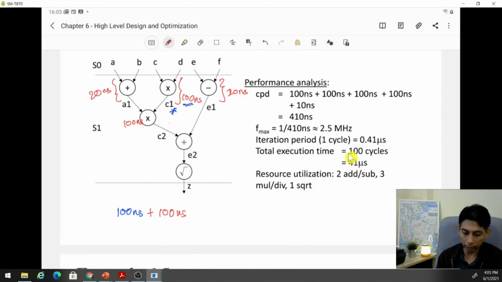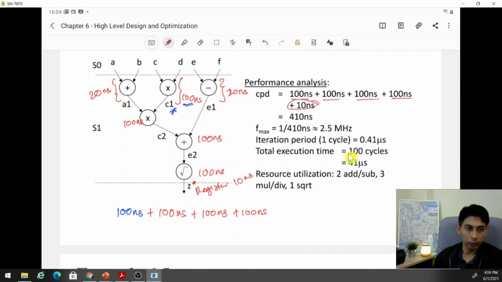And the second last, this one, the divider is 100 nanoseconds also. So another 100 nanoseconds. And the last one is 100 nanoseconds. So we add another 100 nanoseconds. That's why we have this one, this one, this one, this one. And now the result is loaded into the register here. And we need to add 10 nanoseconds for the register setup time. All right. So now the total CPD is 410 nanoseconds. All right. So Fmax, we can calculate by 1 over CPD. So this is approximately 2.5 megahertz.